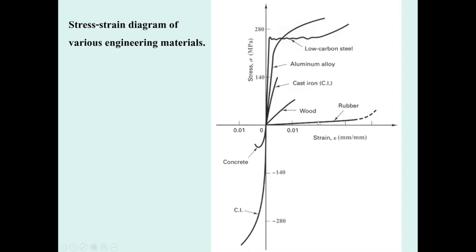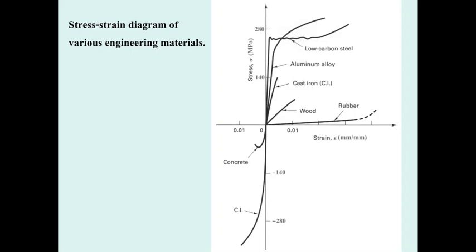And then next, talking about stiffness. Which material is the stiffest from this graph? The material that has the highest slope in the linear elastic behavior. So the rubber is going to have the smallest stiffness, and the wood is better. The cast iron is larger, and aluminum is also larger than the cast iron, and the stiffest is the low carbon steel.